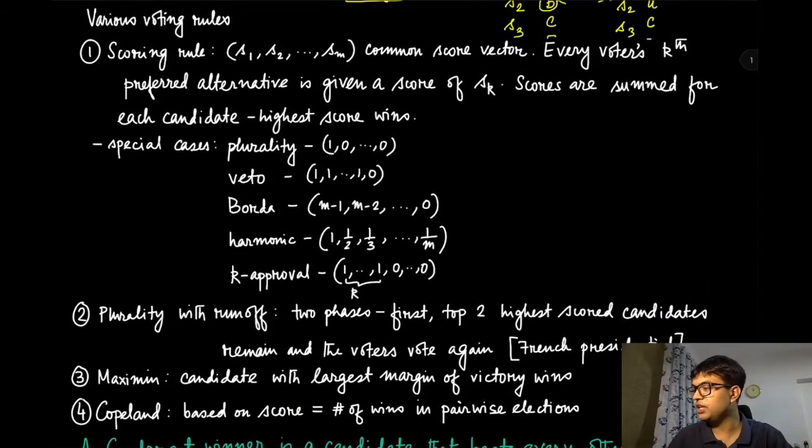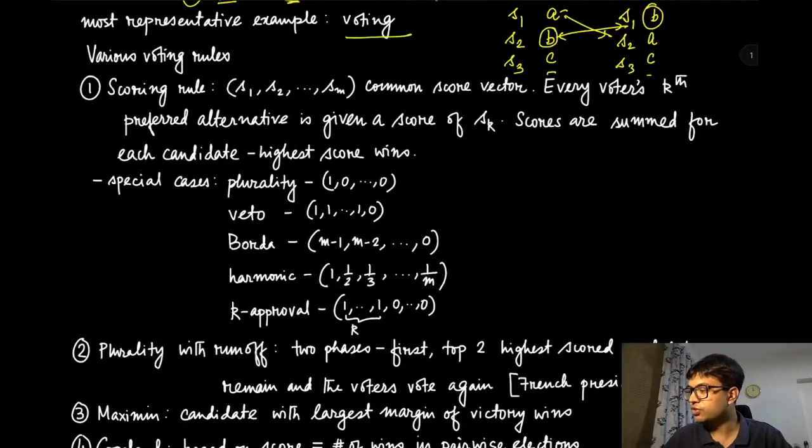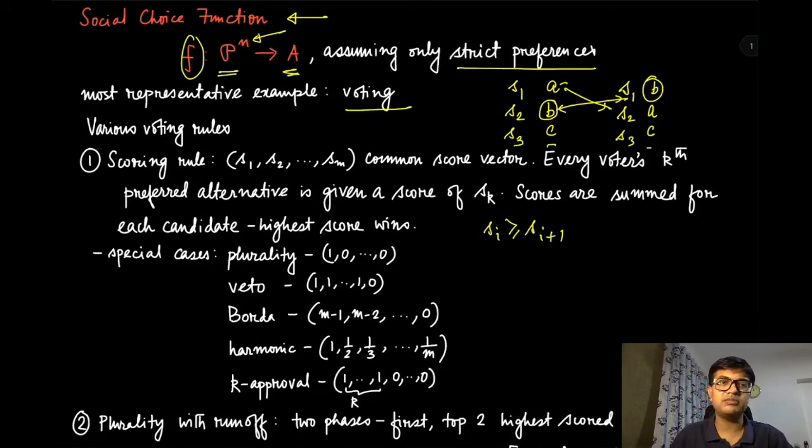So we define scores, and of course all these Si should be at least as much as Si plus 1. So these scores are non-increasing in nature, and whoever has the highest score, that alternative is selected as the final outcome. So certainly this is a social choice function, because we are taking individuals' preferences, we are only defining certain scores, and finally we are popping out one particular alternative, breaking ties arbitrarily.